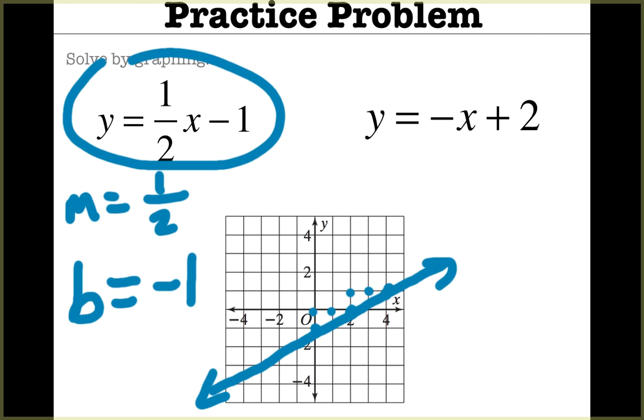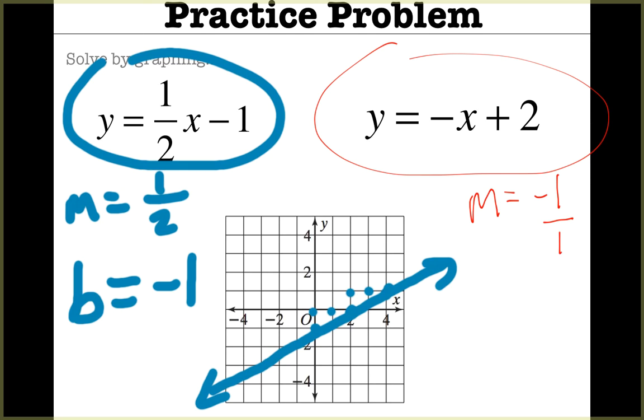Okay, now I'm going to graph the other one, this one. What's my slope? My slope is -1, which is like -1 over 1. And what's my y-intercept? 2. So I'm going to start at 2, put a dot, and then I'm going to go down 1 over 1. Put a dot. Down 1 over 1, put a dot. Oh, look, they crossed right here.